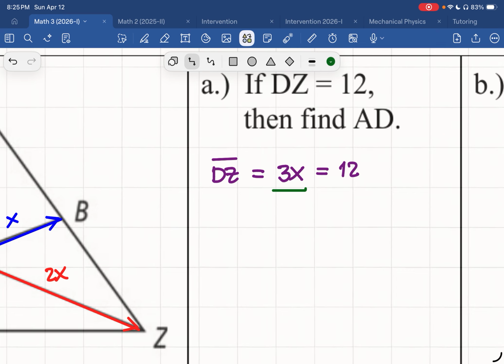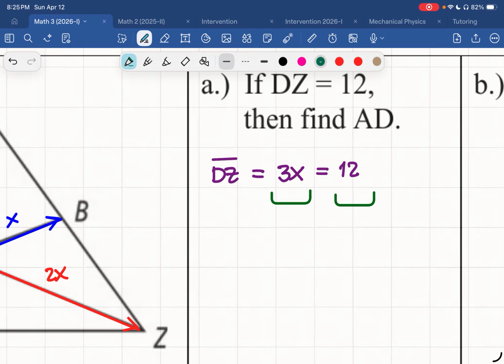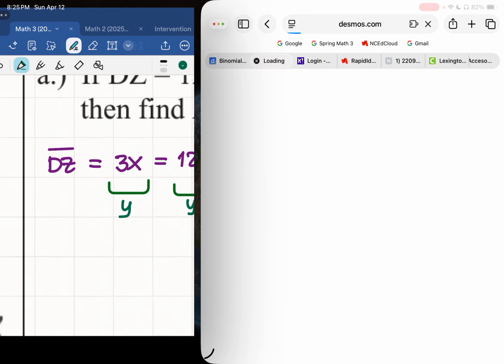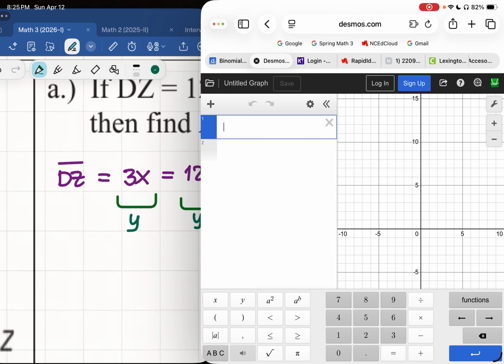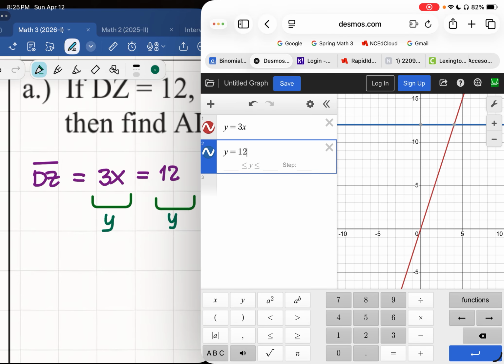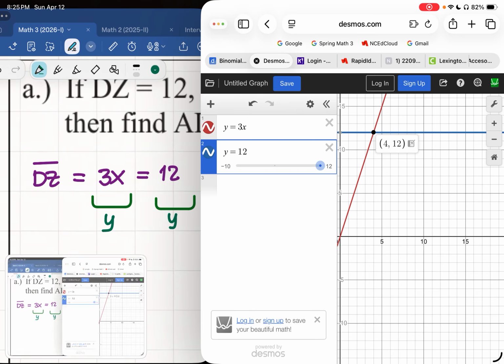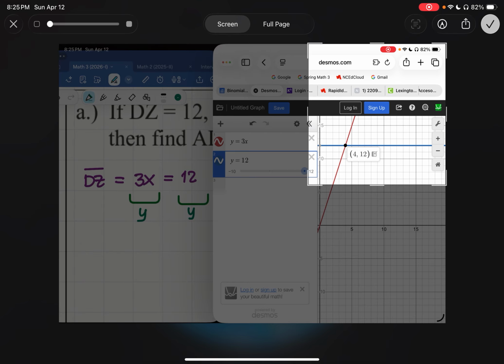So let me just put it here. Why is it not working here? Okay. So remember that the way to solve this in Desmos is I just make the left part equal to y, the right part equal to y, right? And then you just solve in Desmos, right? So in this case, I'm just gonna put here y equals 3x and y equals 12. And then I find the intersection, right? I'm gonna take a screenshot of this and put it there for you so you know where I got the answer from.